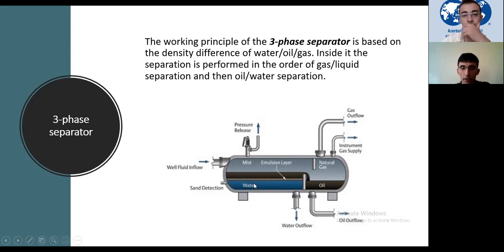And then as the level increases, oil overflows this thing and gets to this section, and from here oil can go out, and from here water can go out. Also gas of course flies to the top, as in a two-phase separator, and then goes out. We use this separator in our plant.